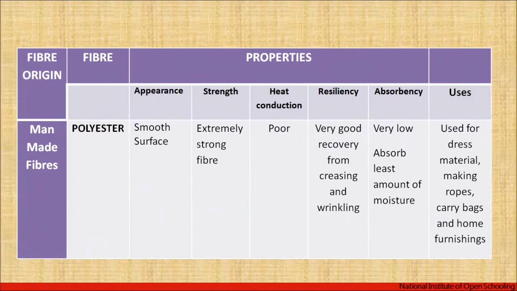Next is polyester fiber, which has a smooth surface. It is also a strong fiber and a poor conductor of heat. Its resilience is very good. It has good recovery from creasing and wrinkling. So that means you don't need to iron a lot, with all these man-made fibers. Their absorbency is very low. It absorbs the least amount of moisture.